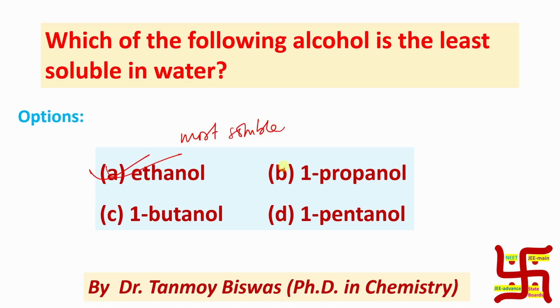So who is least soluble? 1-pentanol. Okay, by the way, students, the question could be modified. Instead of least, they can ask most. So be careful. I believe you have understood the logic.